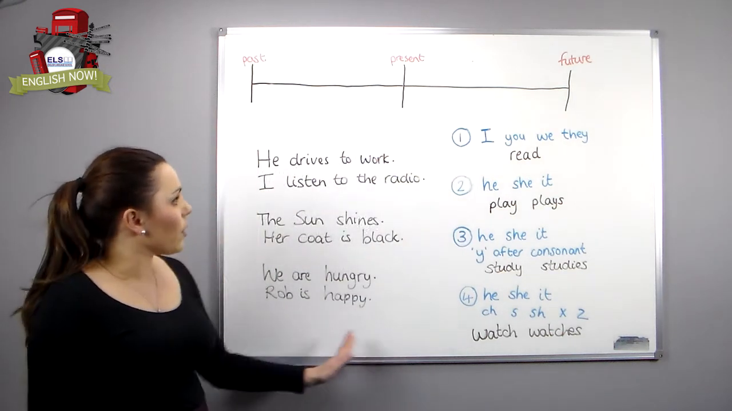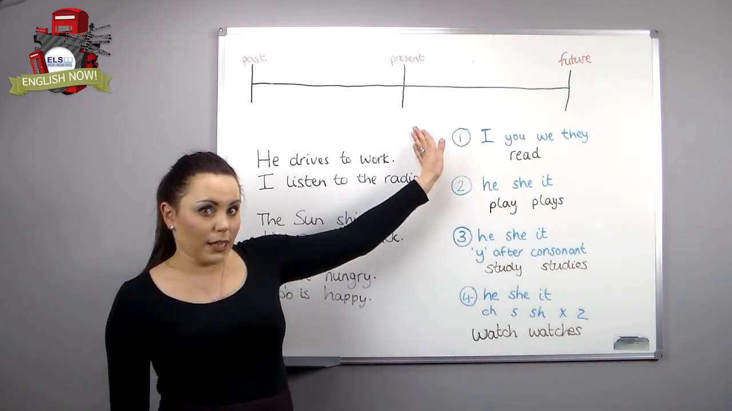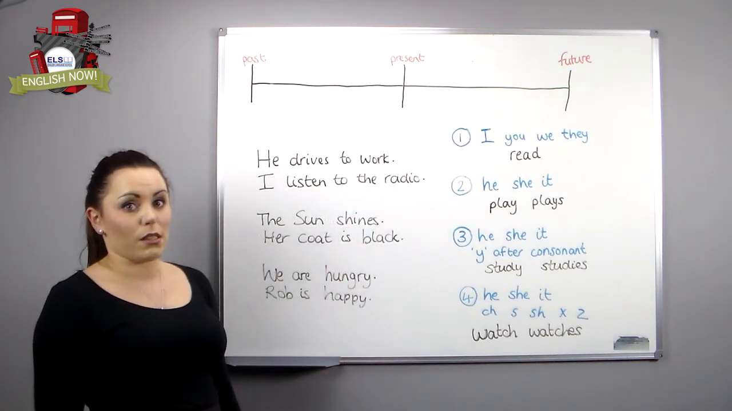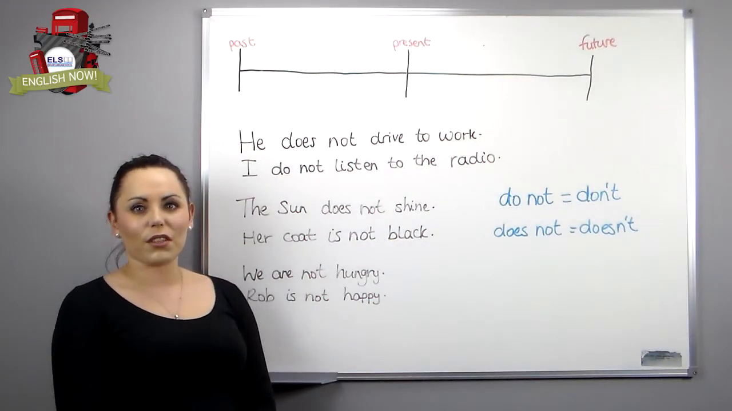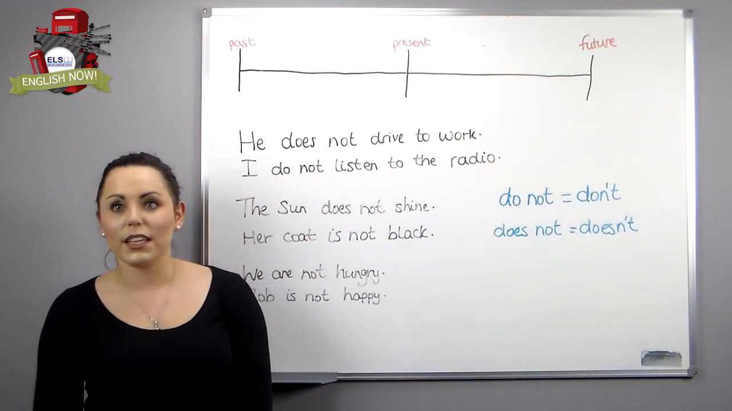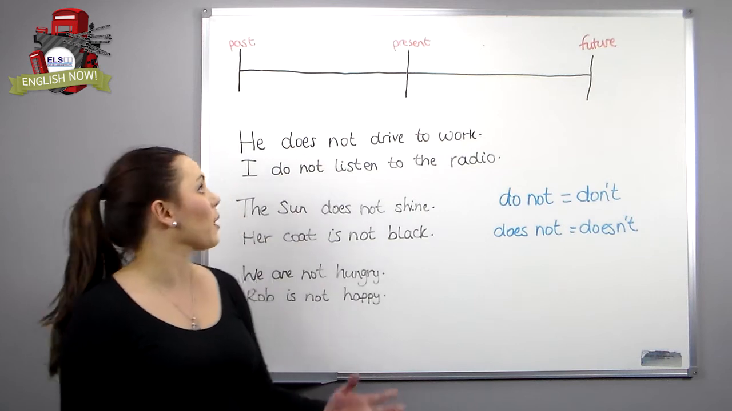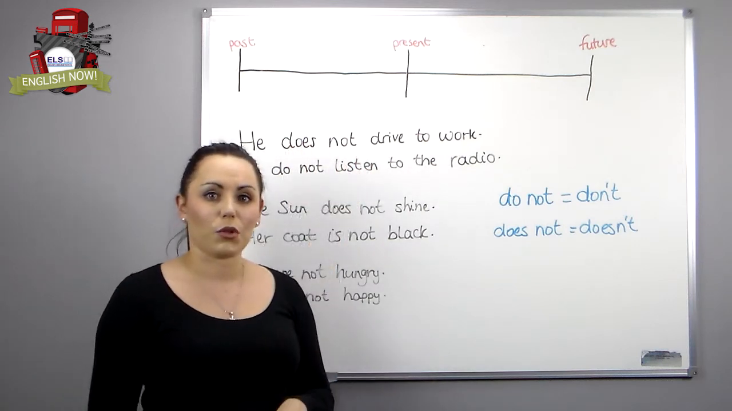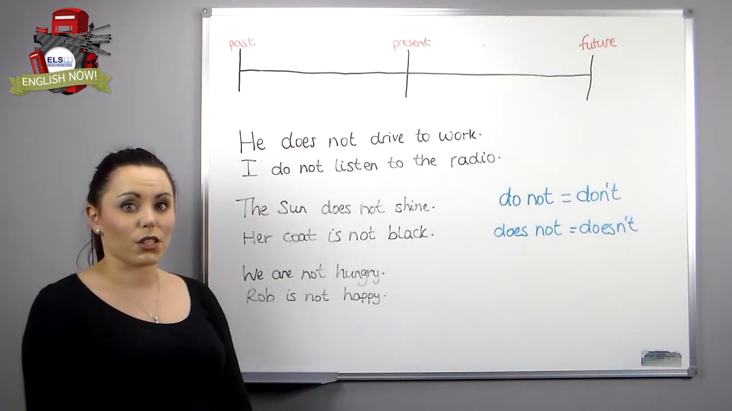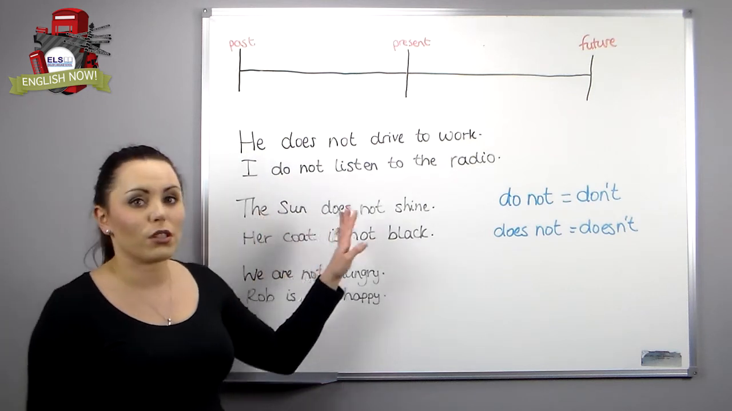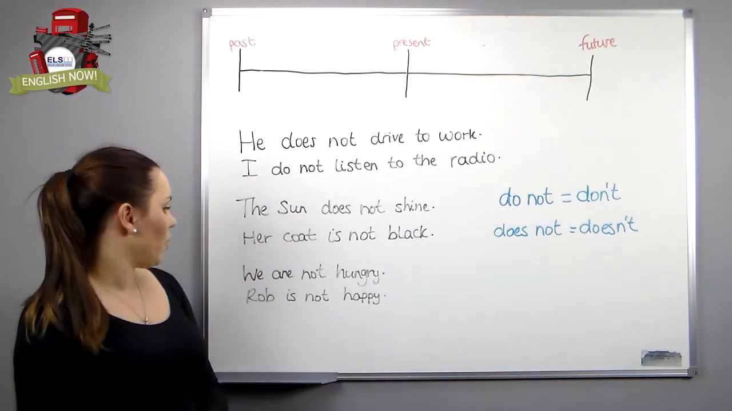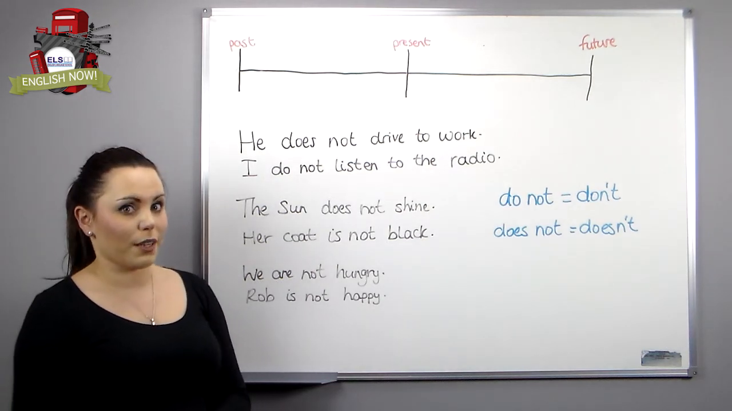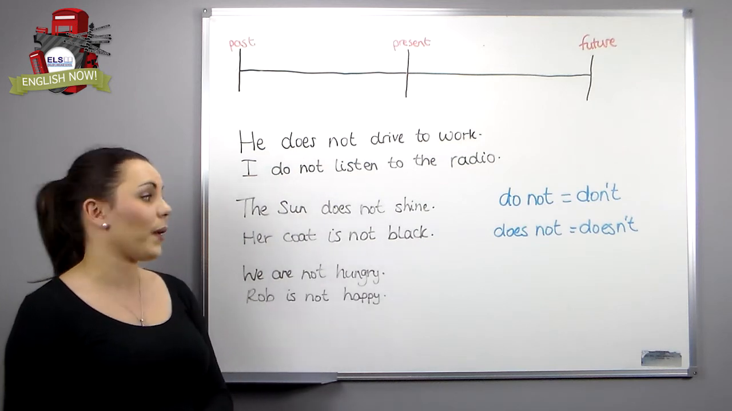All of these sentences that we've used as our examples are statement sentences. We also have negatives and questions. Let's have a look at negative sentences. These use the word not. For example, he does not drive to work. I do not listen to the radio. The sun does not shine. Her coat is not black. We are not hungry. Rob is not happy.